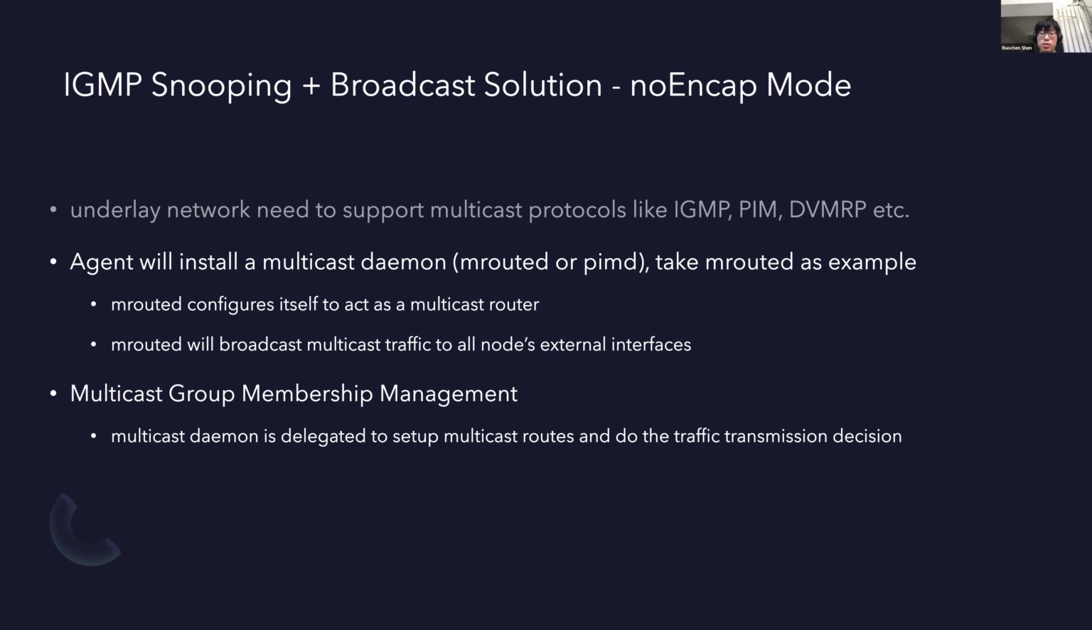By default, the mrouted config will add itself as a multicast router on all multicast capable interfaces. And it will broadcast multicast traffic to all nodes' external interfaces. But if there's no pod running as a member of the multicast group, it will drop the traffic and not forward it, according to the Antrea host gateway interface status, antrea-gw0. And for multicast group membership management, mrouted is dedicated to setting up multicast routes and making the traffic transmission decisions.